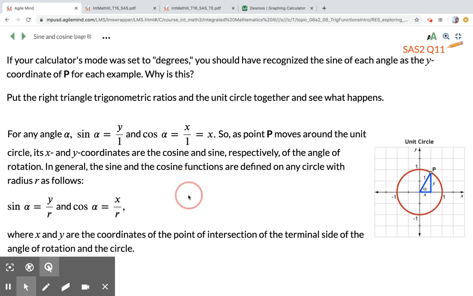Remember how we said that when you find the sine of an angle, and we're going to call that angle alpha just to make things a little easier for us. That's a little lowercase alpha. Thank you, Greek alphabet. So for any angle alpha, remember that sine was the opposite leg over the hypotenuse. But on a unit circle, my hypotenuse is always 1.